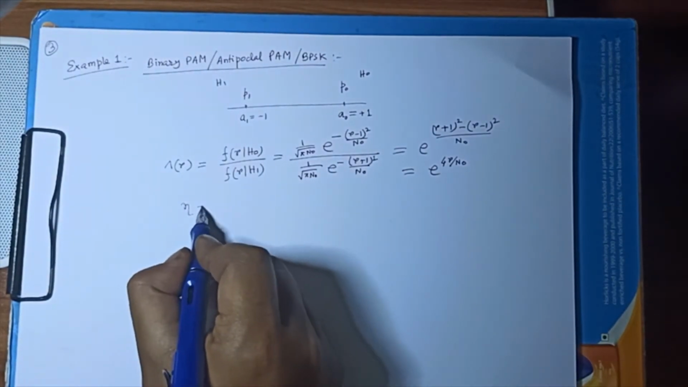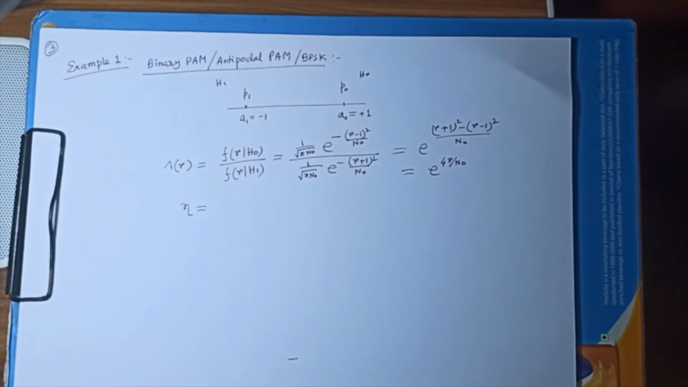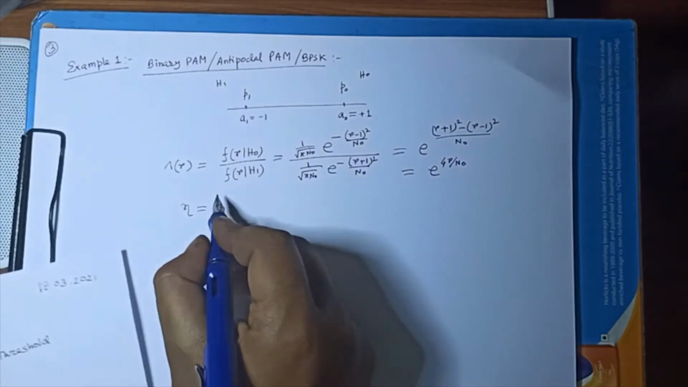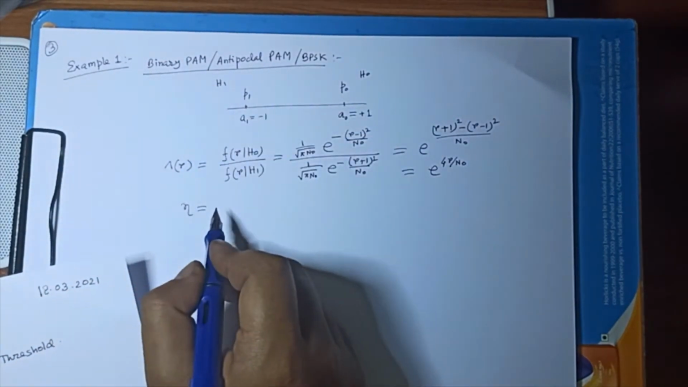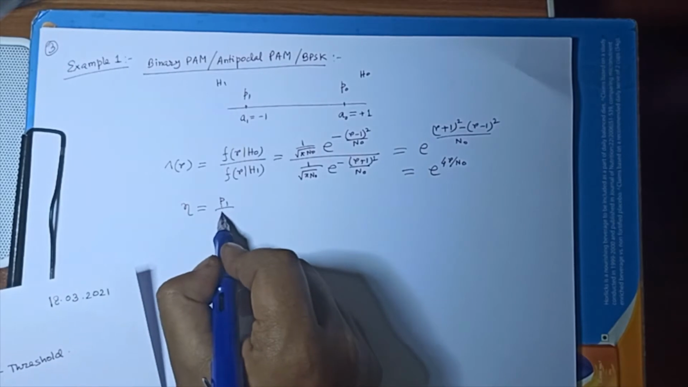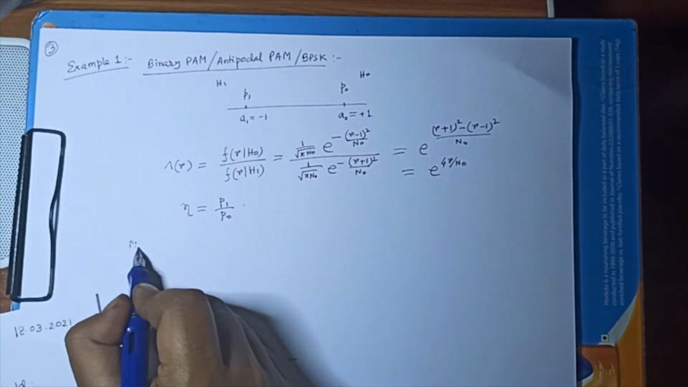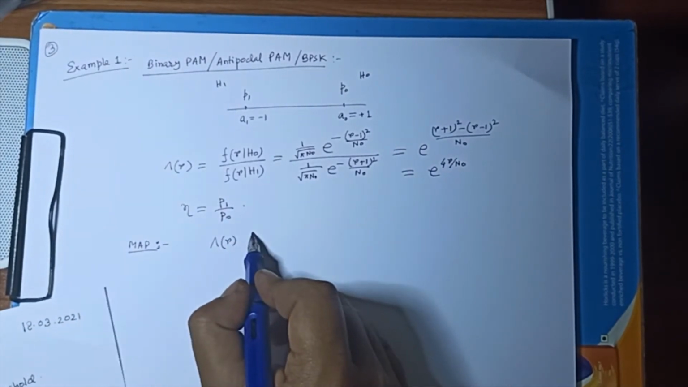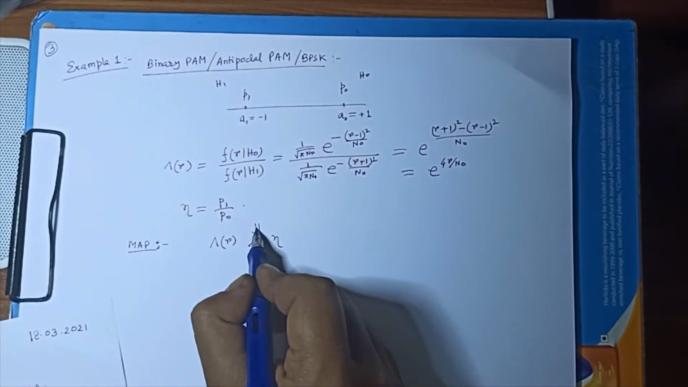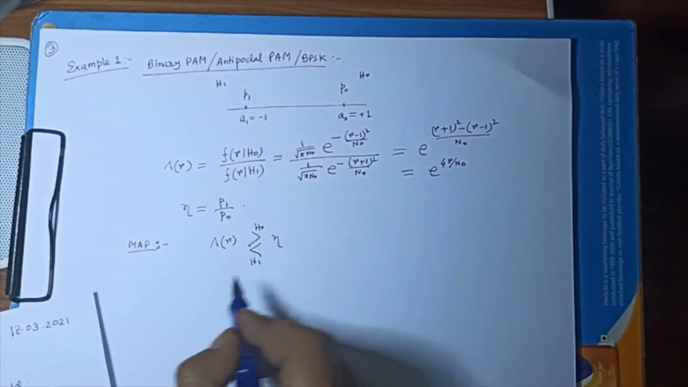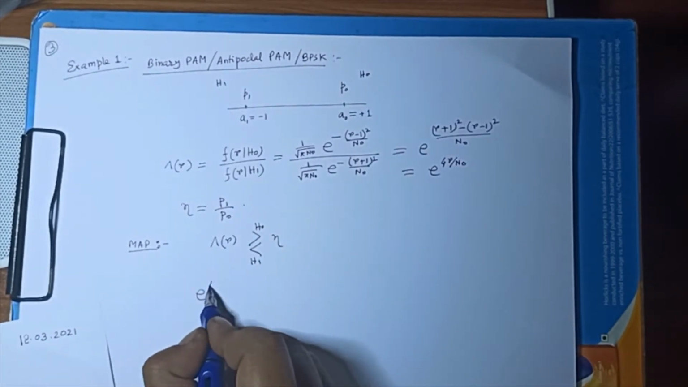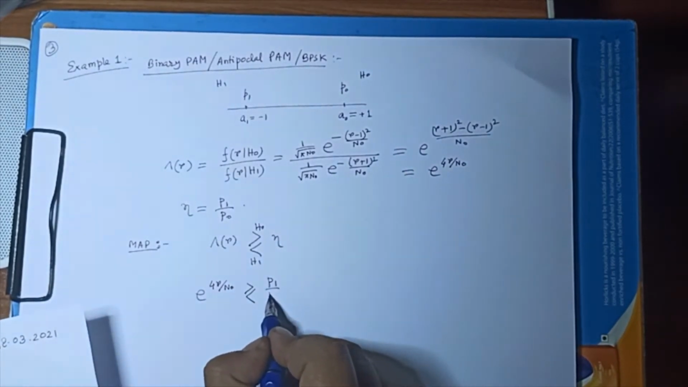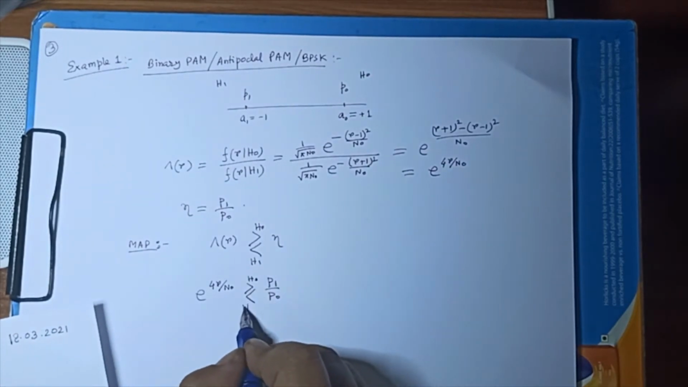And what is the threshold? Threshold is simply p1 by p0. So my decision rule for MAP is: the likelihood ratio compared to the threshold, greater than or less than, this is h0 and this is h1. So I can write e to the power 4r by n0 greater than or equal to p1 by p0, h0 on one side, h1 on the other.